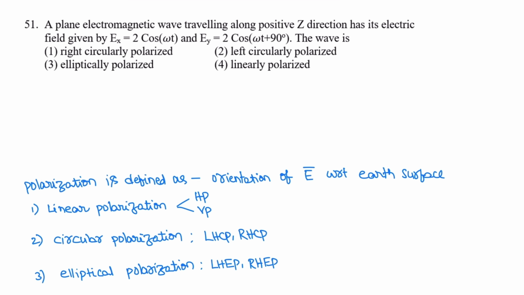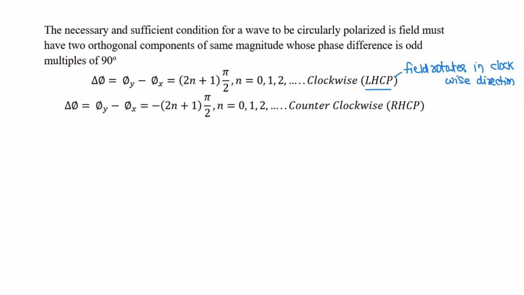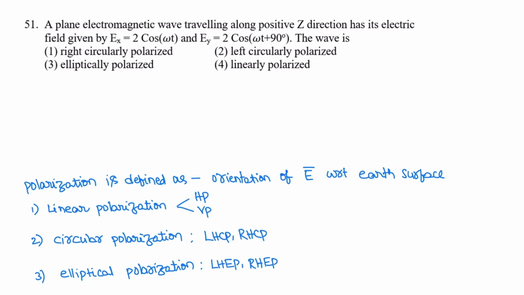Let us see the conditions for circular polarization. The necessary and sufficient condition for the wave to be circularly polarized is that the field must have two orthogonal components of the same magnitude whose phase difference is an odd multiple of 90 degrees. In circular polarization, it has two orthogonal components with a phase difference of 90 degrees. In elliptical polarization, it also has two orthogonal components, but of different magnitude. Here, the orthogonal component magnitude is the same.